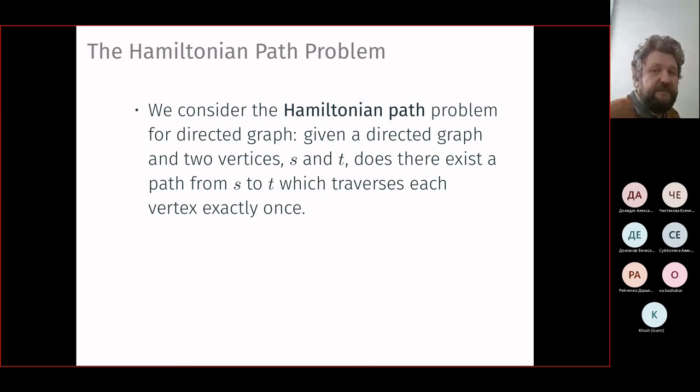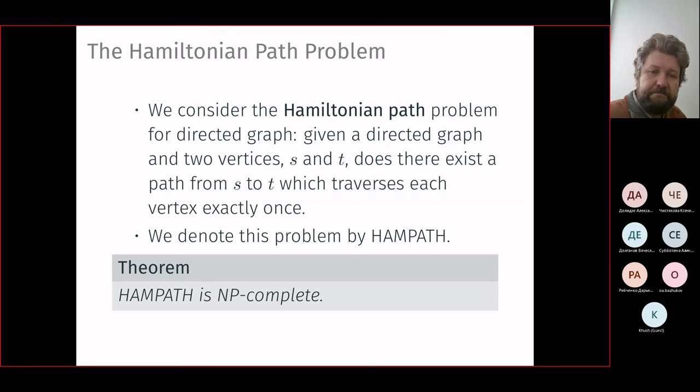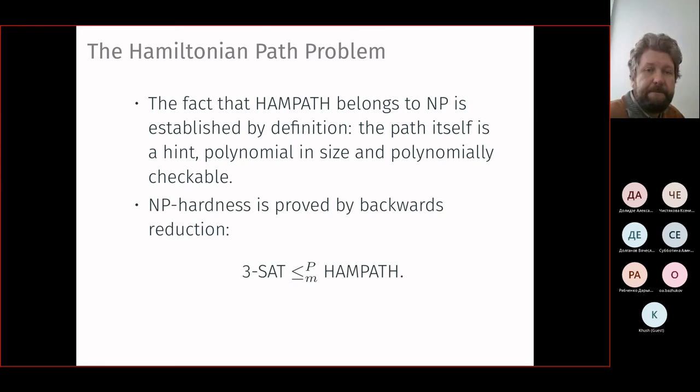So given a directed graph and two vertices, S and T, S for start, T for terminate, we ask whether there exists a Hamiltonian path from S to T, so a path which traverses each vertex exactly once, including the start and end. This problem is denoted by Ham path, Ham for Hamiltonian. The theorem is that it is NP-complete. We already know that it belongs to the NP class, and the NP-hardness is the interesting thing.